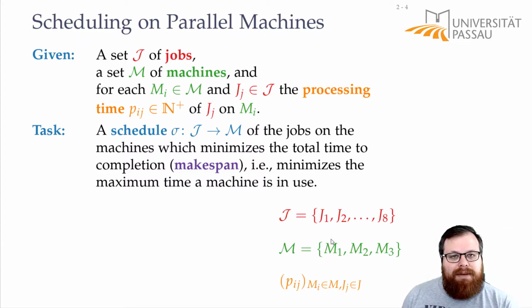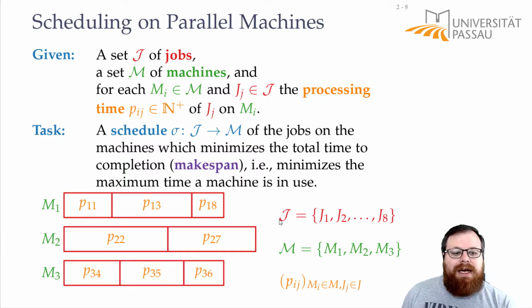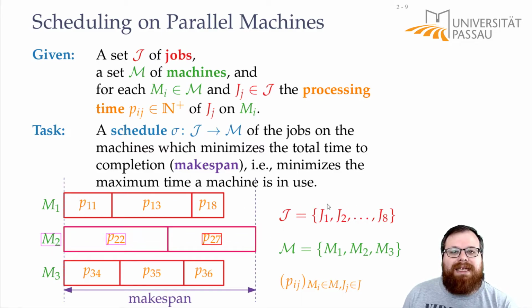Let's have a look at this example here. We have 3 machines, so we can plot them like this. And now, for example, to machine 1, we assign the jobs 1, 3, and 8. To machine 2, the jobs 2 and 7. And to machine 3, the jobs 4, 5, and 6. Now the length of these boxes tells us how long it takes for this job to run, and the makespan is how long the longest machine takes. This is this one here, so this is the makespan of this schedule.